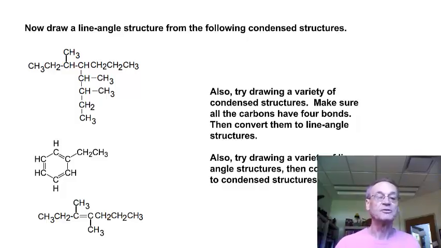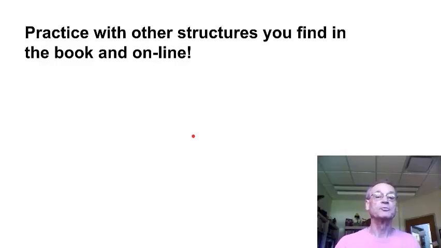And this is all just for practice. And finally, practice with other structures you find in the book and online. Again, just go all over the place, Google organic structures, and you will find all sorts of line angle structures, and you can practice drawing them as condensed structures and vice versa.